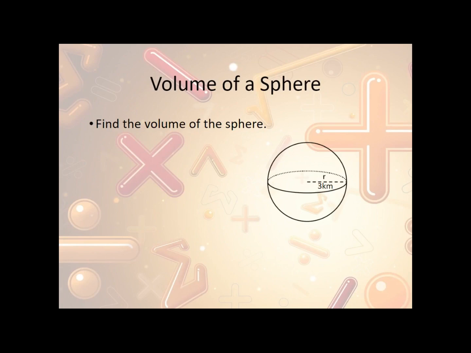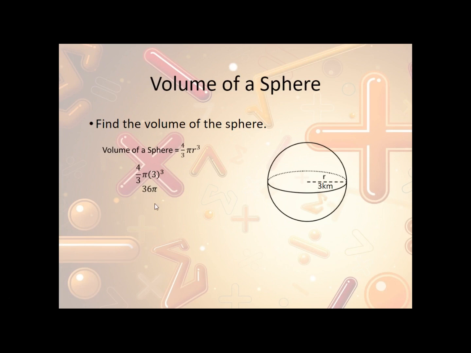Now let's take a look at how to find the volume of a sphere. Well, the volume of a sphere is found by using the formula 4/3 pi r cubed. So we know that r in this case is 3, so we're going to plug that in. So this is 4/3 pi times 3 cubed, and then 3 cubed is 3 times 3 times 3, which is 27. 27 times 4/3 is 36, so this is 36 pi.